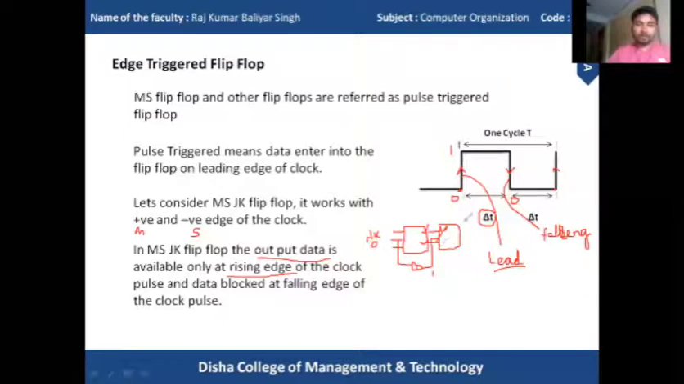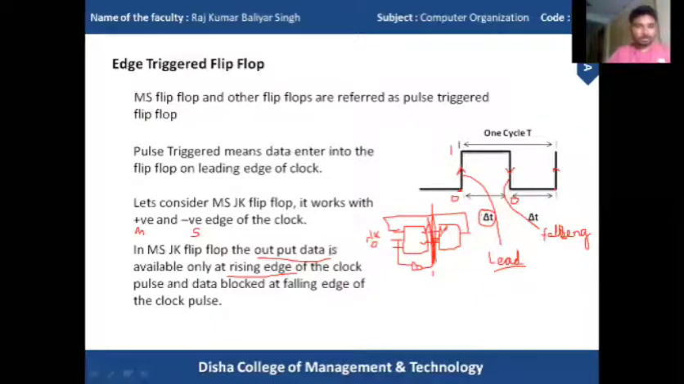What about the falling edge? During the falling edge, the data is blocked out here, the data cannot move here. The data is stopped here. Here the feedback is connected to this side. So when the master receives the falling edge of the clock cycle, then the feedback is not connected. If feedback cannot be supplied to this data here, that means the data is blocked out.